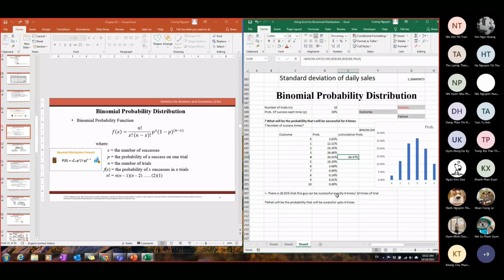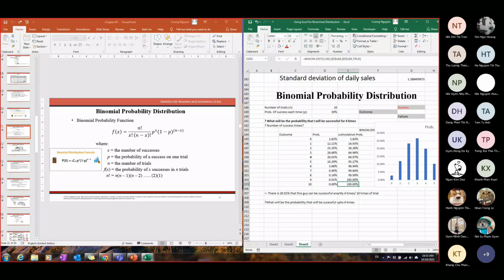If you just want to succeed up to 4 times, maybe you succeed 0 times, 1 time, 2 times, 3 times, 4 times. You have up to 84.97%. Of course, when you go up to a very high level, most of the time this will be very close to 100%. If you ask what the probability is of success up to 10 times, of course, 100%. I can have 0 successes, 1 success, up to 10 times, of course, 100%.